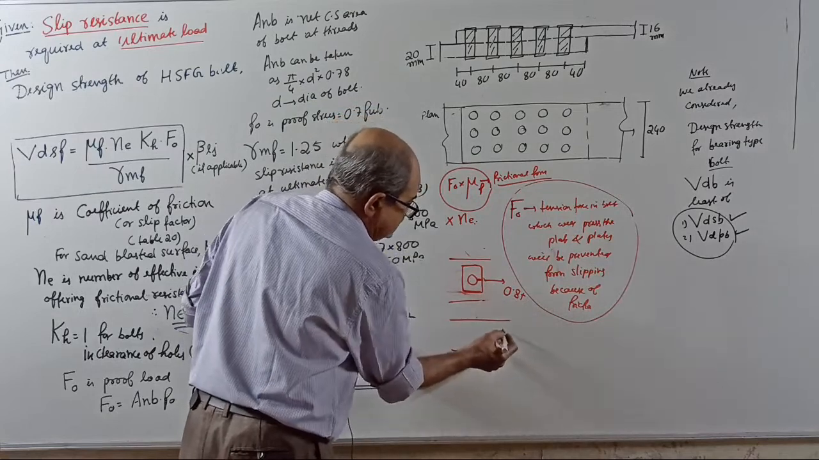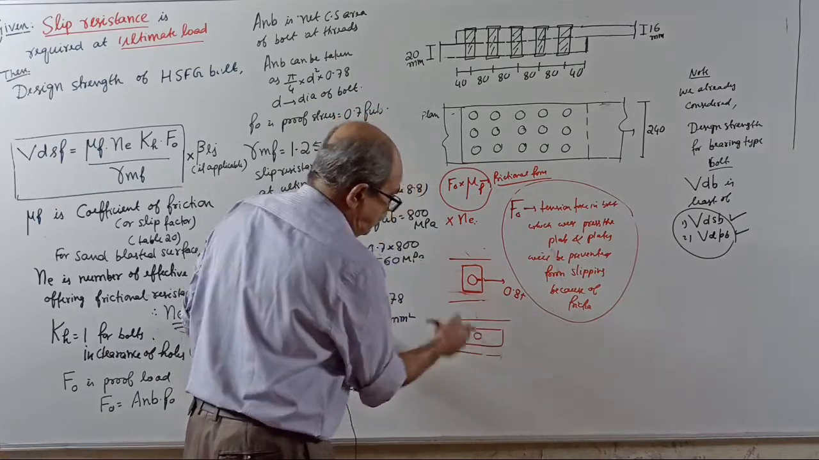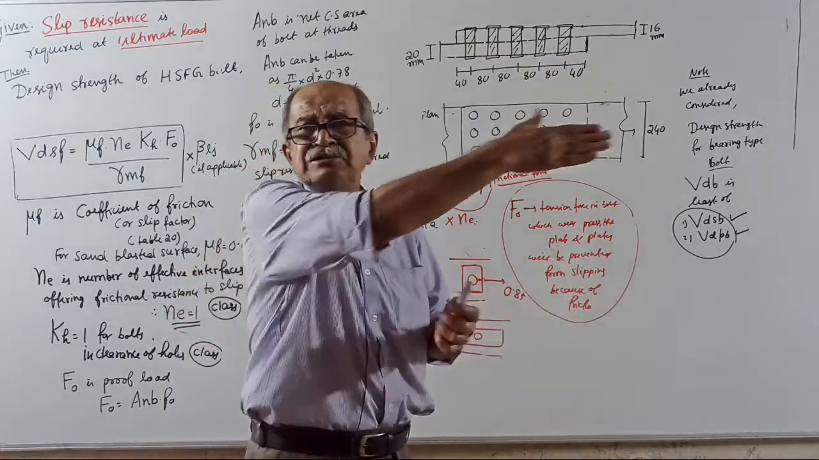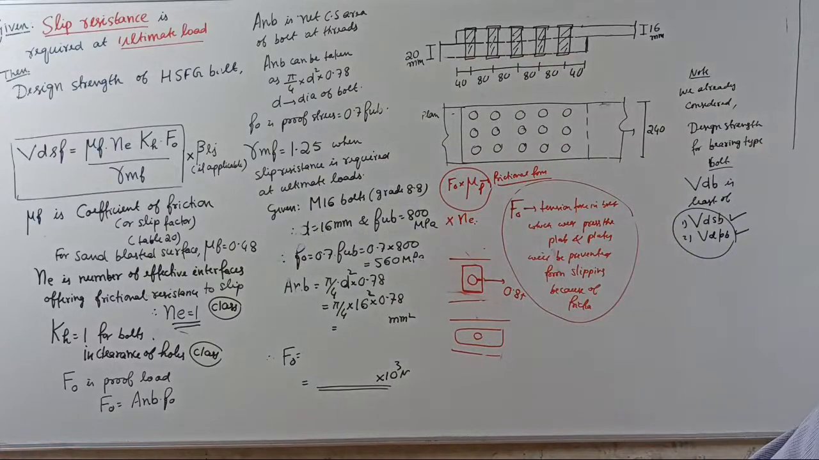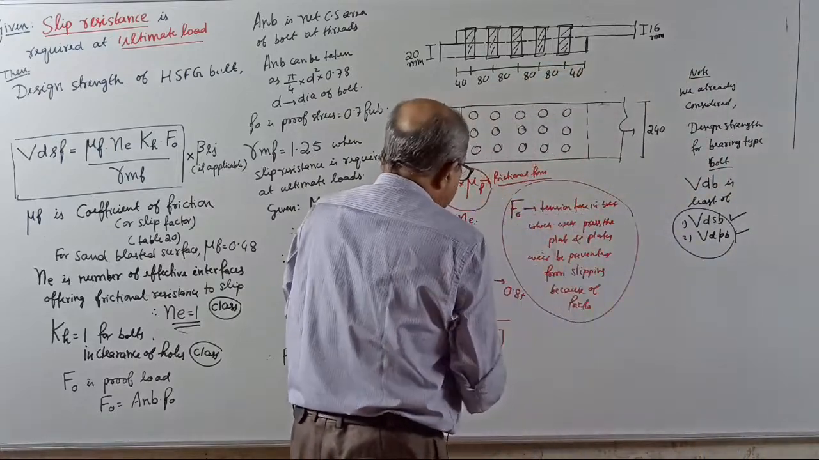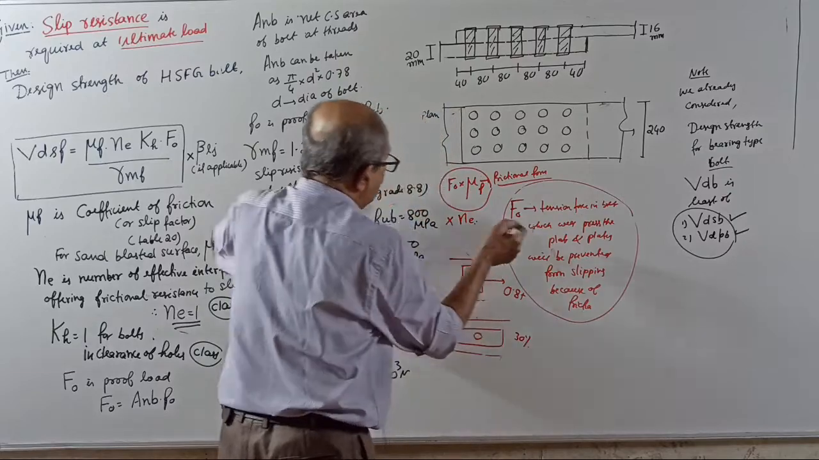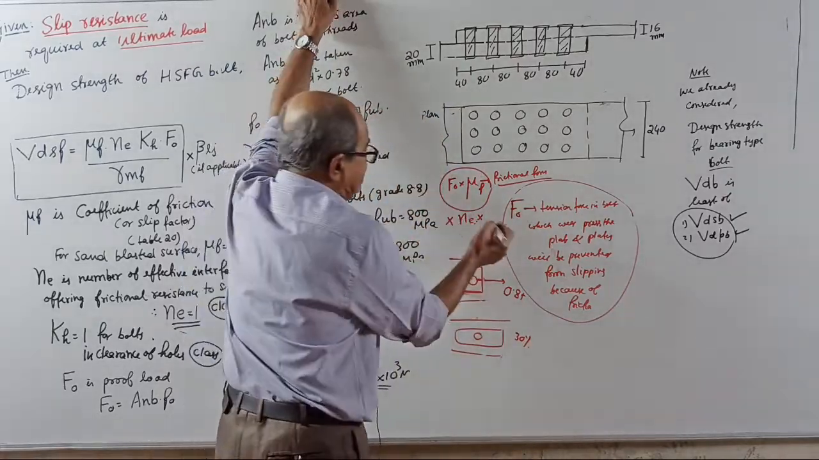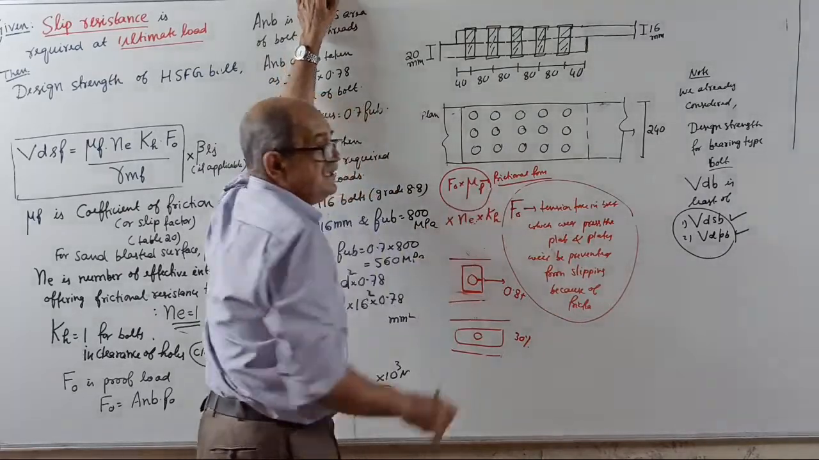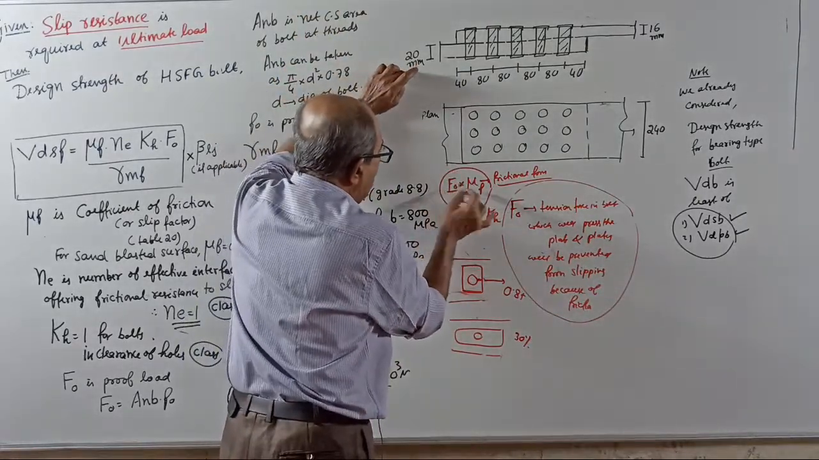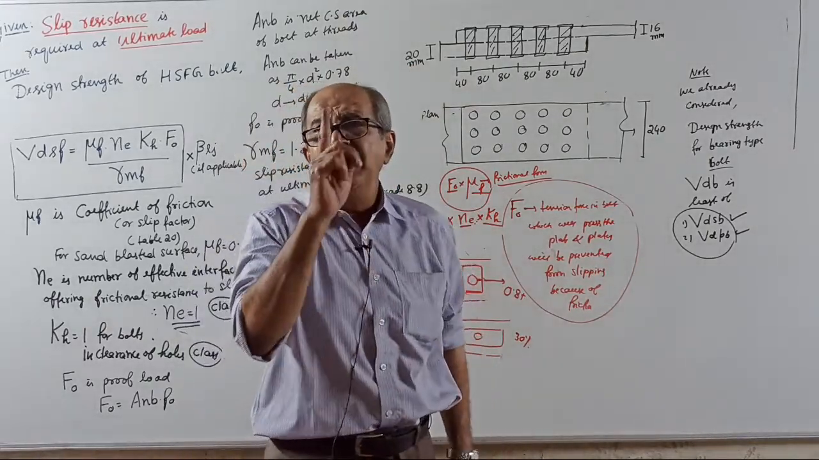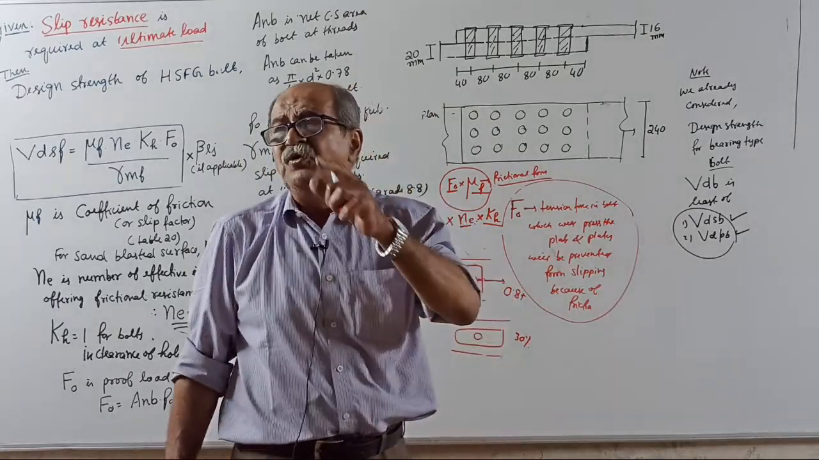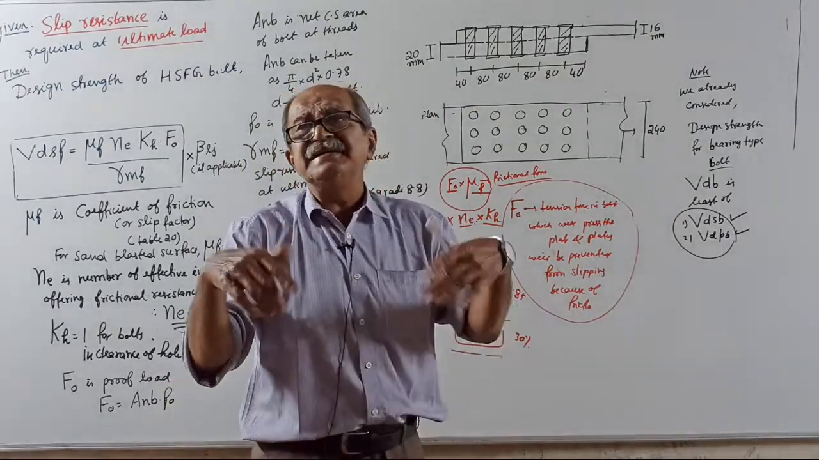But in case of long slotted holes in the direction of force, good or bad? Bad. So then IS code told reduce the strength by 30%. So they multiplied by a reduction factor called KH. So F naught into mu F into NE into KH is what one bolt can give as frictional resistance. That is the strength of the bolt.